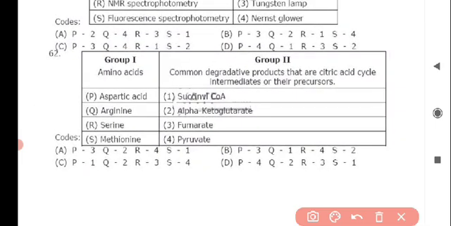In the next question, the first column contains amino acid while the second column contains common degradative products that are citric acid cycle intermediates or their precursors. So for this the first option is aspartic acid, which correctly matches with fumarate. The second option, arginine, correctly matches with alpha ketoglutarate. Serine correctly matches with option D or option 4, which is pyruvate, while methionine matches with option 1, succinyl coenzyme A. So the correct answer is option A.